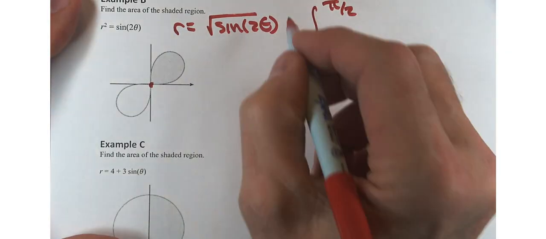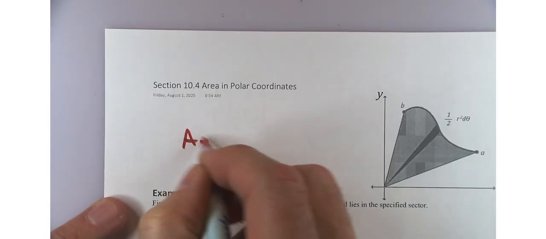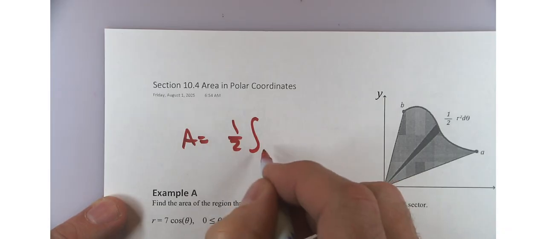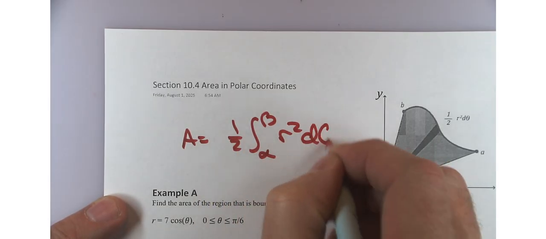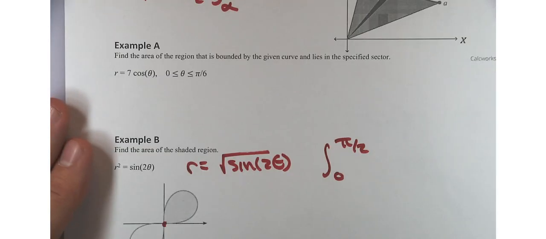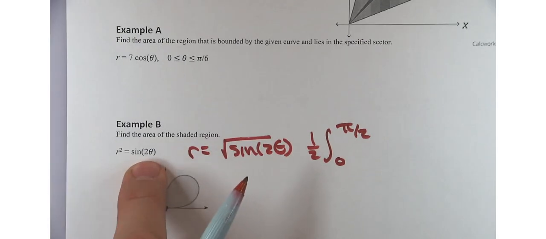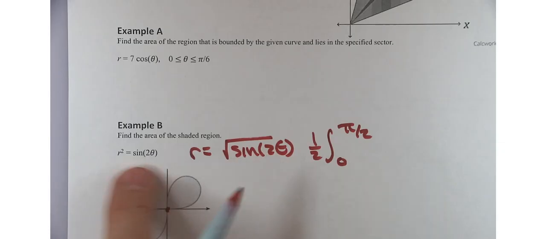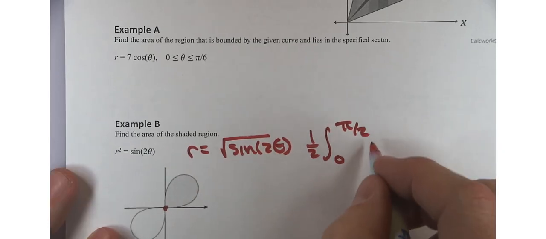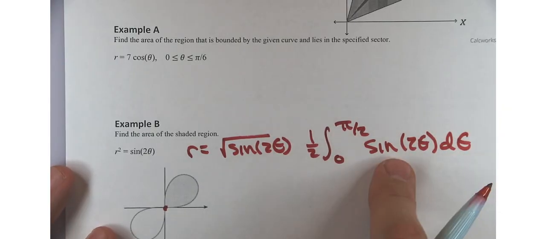I want 1/2 pi r squared. I'm going to write that up here. So area is 1/2, not pi r squared, 1/2 the integral from alpha to beta of r squared d theta. So I'll put the 1/2 out in front. I've already got r squared. You don't need to take the square root, put it in, and then square it. Just put in sine of 2 theta d theta. That's already your r squared.